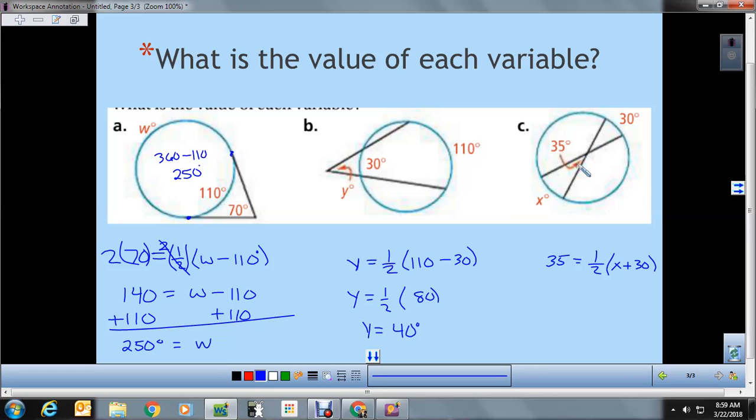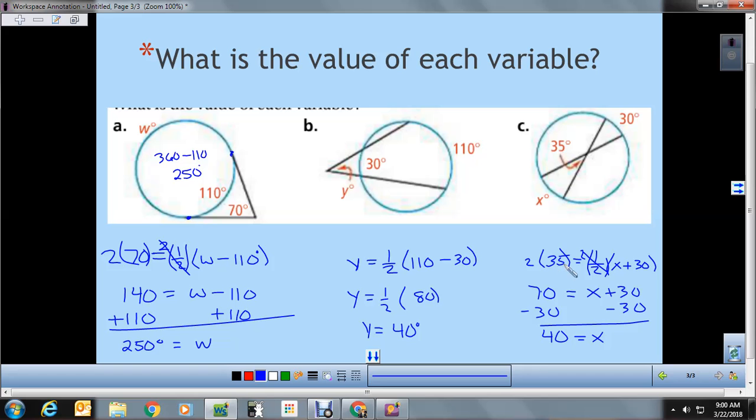Now this angle is formed from inside the circle, two chords intersecting. So that means that we're going to do the sum of the two arcs that it opens up to. So we have 35 is equal to 1/2 x plus 30. Once again, we get rid of the half by multiplying by 2. Cancels our 2. This gives us 70 is equal to x plus 30. Subtract your 30. And 40 is equal to x. Hopefully you did pretty well on those.